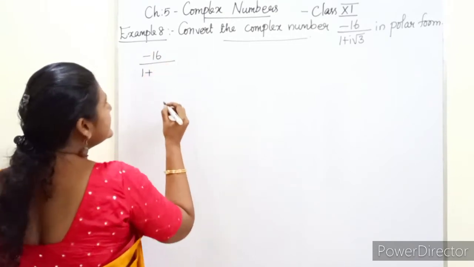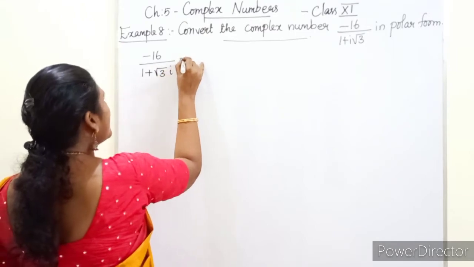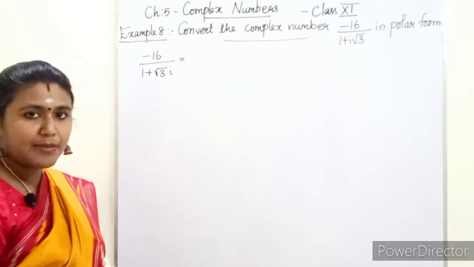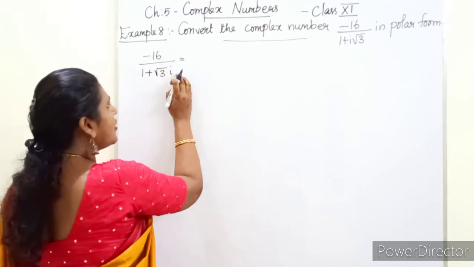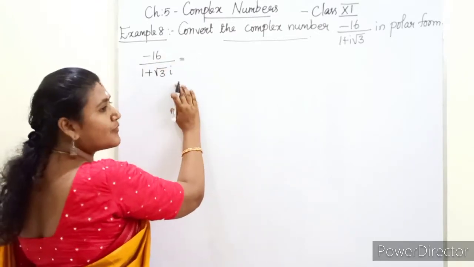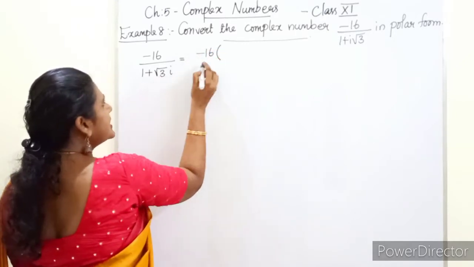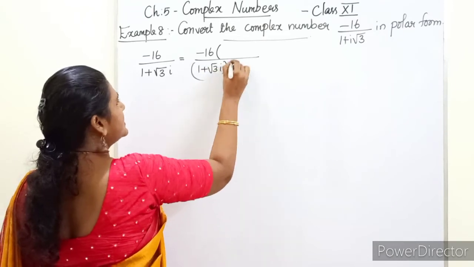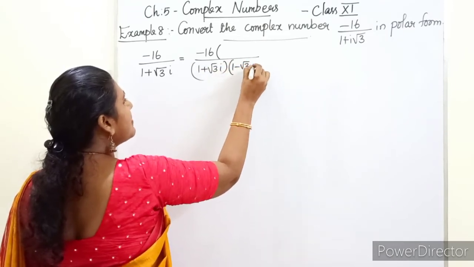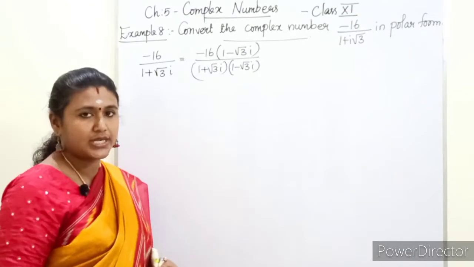So we will take this complex number, minus 16 by 1 plus root 3i, and simplify it to express it in a plus ib form. For that we will multiply both numerator and denominator by the conjugate of the denominator. What is the conjugate of the denominator? 1 minus root 3i. So we will multiply both numerator and denominator by the conjugate.